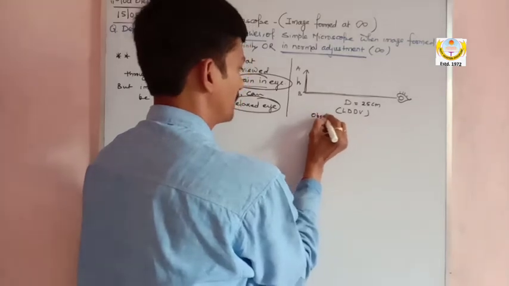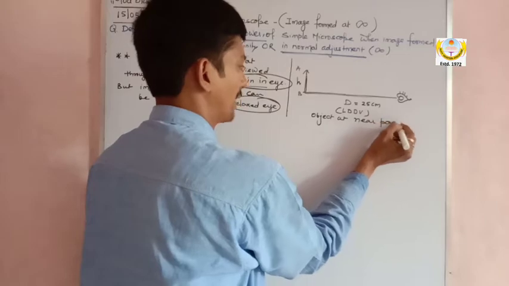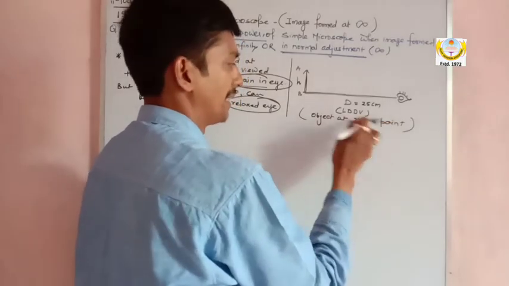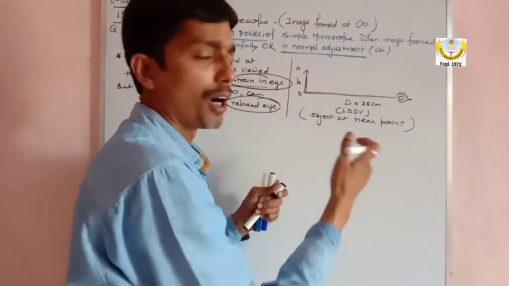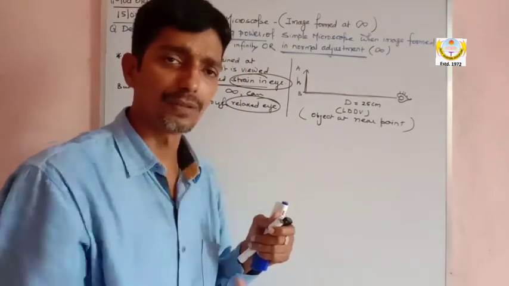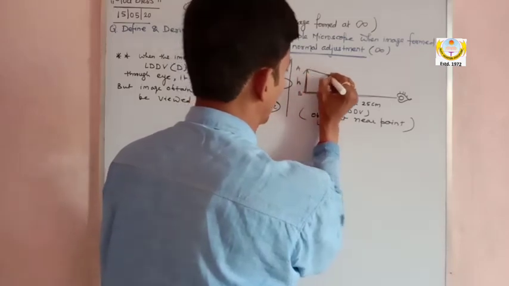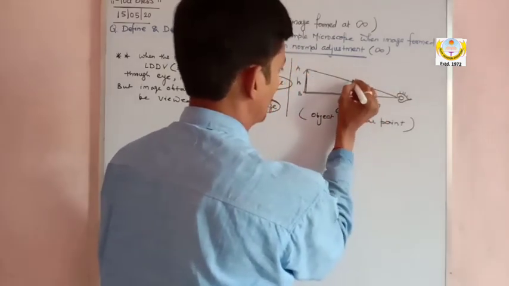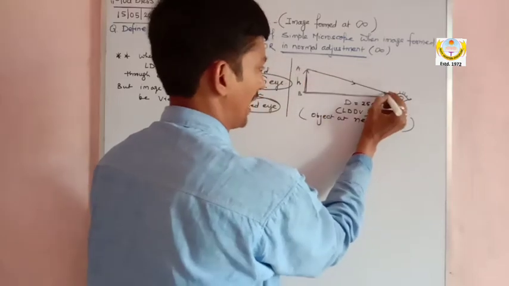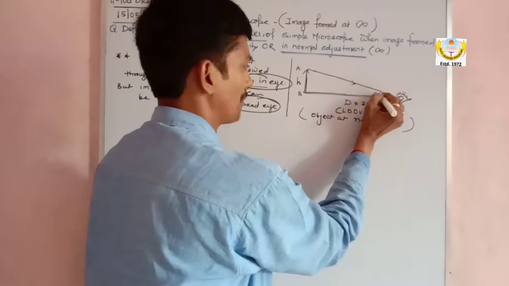Object at near point. What's wrong? That can be written ऑब्जेक्ट एट नियर पॉइंट, ऑब्जेक्ट एट LDDV, ऑब्जेक्ट एट D, सब लैंग्वेज है न्यूमेरिकल में, याद रखो, समझो. And now it is subtending an angle, my dear. Here it converges the light and can subtend an angle. Light ray converge and subtend an angle. This is a light ray coming from the object, subtend an angle, and that is alpha.